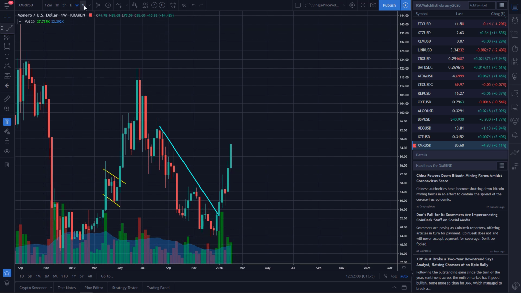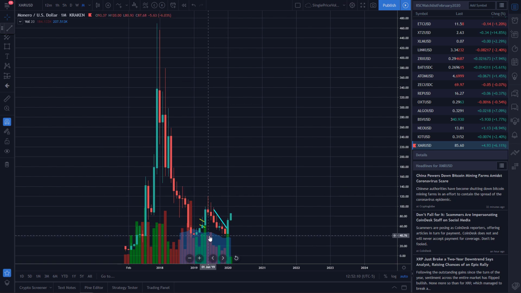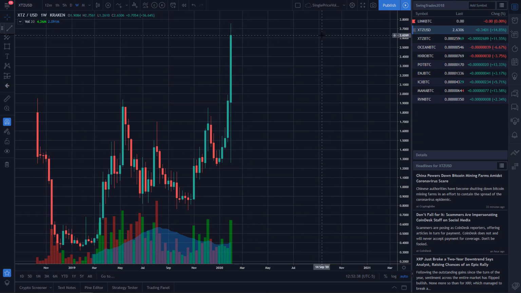This is kind of a big double bottom pattern that you can see on the monthly chart. Almost an inverted head and shoulders on the monthly chart as well, with a pretty high price target to the upside, probably in the 200s.